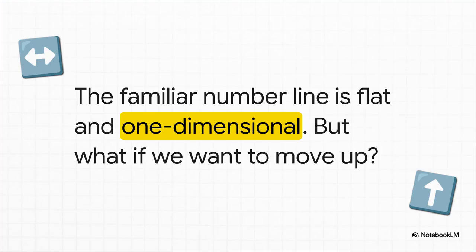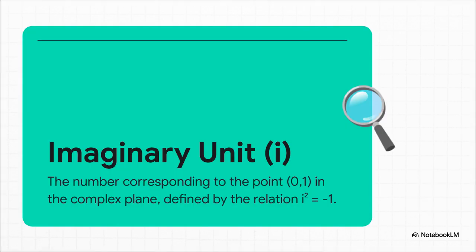Right, we all get this. The good old number line. Positive numbers go one way, negative numbers go the other. It's flat, it's one-dimensional. But what if we need to move off the line? What if we wanted to go, say, up? Well, to do that, you need a new kind of number. And here it is. Meet i, the imaginary unit.